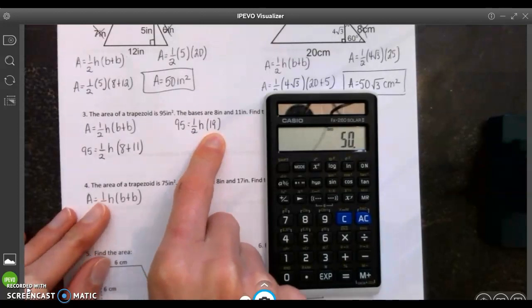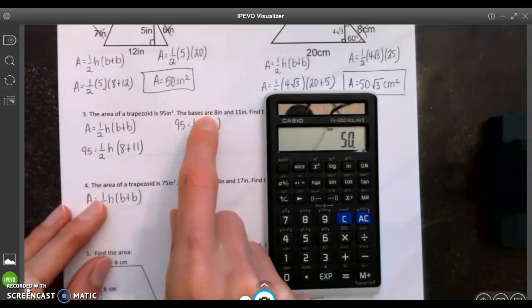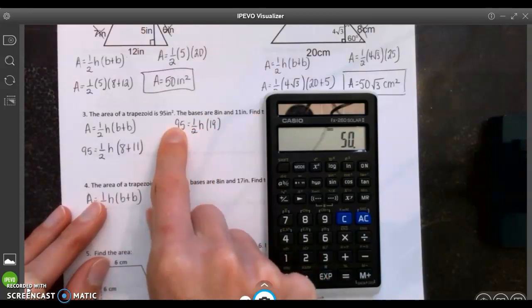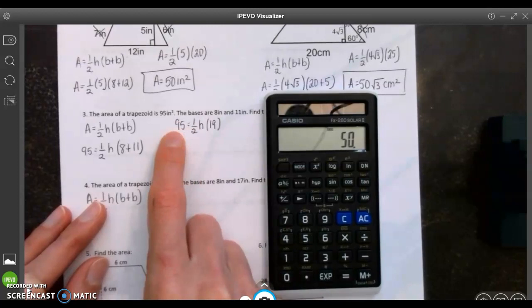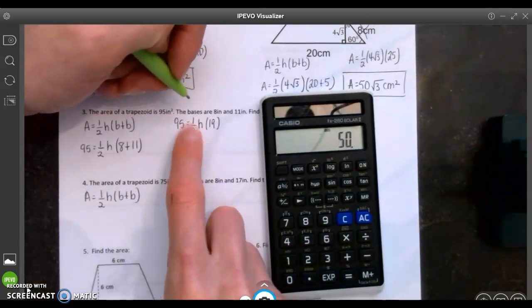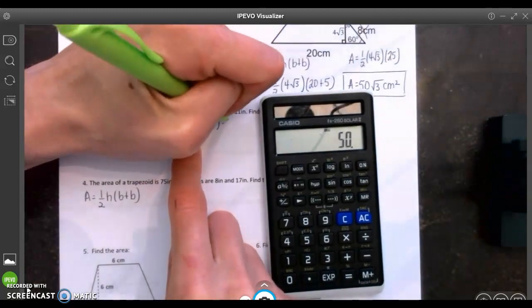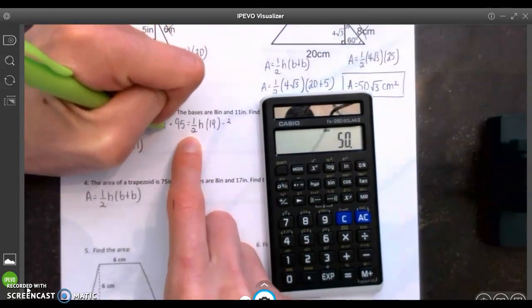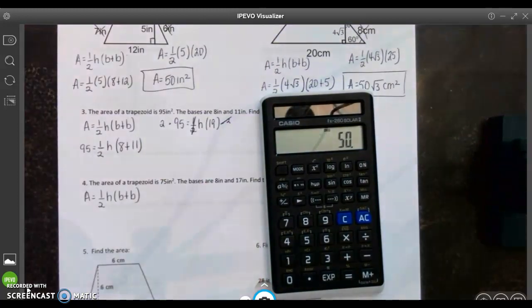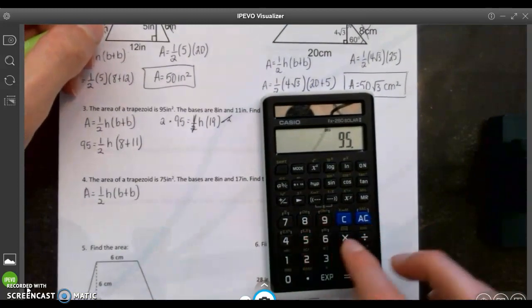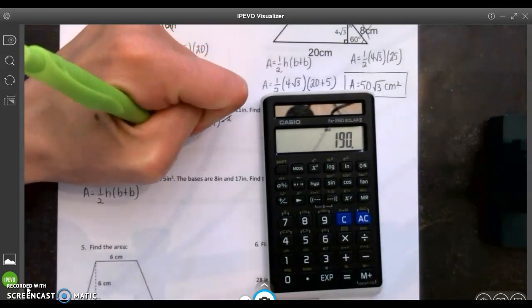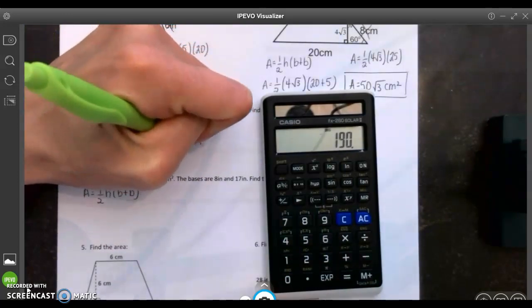I can do that a couple of different ways. I don't know, 19 is being multiplied by h, so I could divide both sides by 19. I don't know what 95 divided by 19 is. I don't know if that's a nice number, so I want to start by moving the half. I'm going to multiply both sides by 2, because that 2 is getting rid of that half, because I'm multiplying by the reciprocal. So I'm taking 95 times 2 to get 190 equals h times 19.